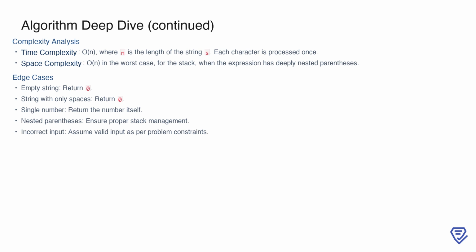Several edge cases must be considered to ensure correctness. For example, an empty string or a string containing only spaces should return 0. If the input contains a single number, that number should be returned directly. For deeply nested parentheses, proper stack management is crucial to avoid errors. Finally, we assume that the input string is valid as per the problem constraints, so no additional validation for invalid input is required. These considerations ensure that the algorithm handles all scenarios effectively and efficiently.